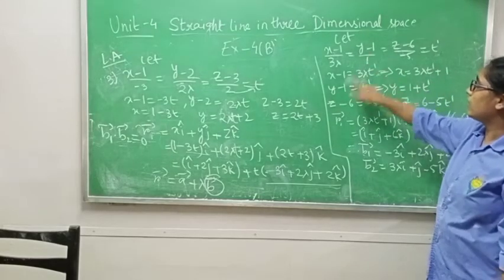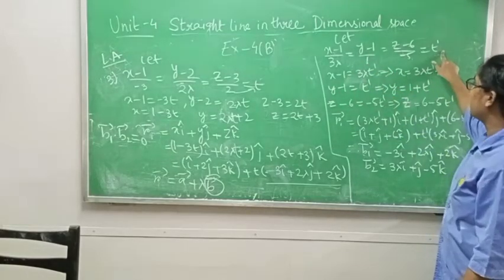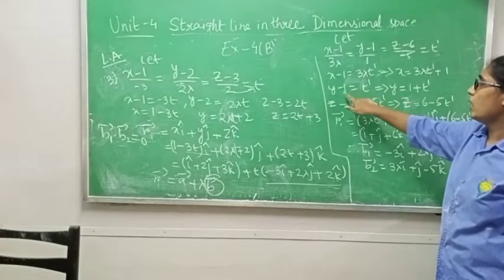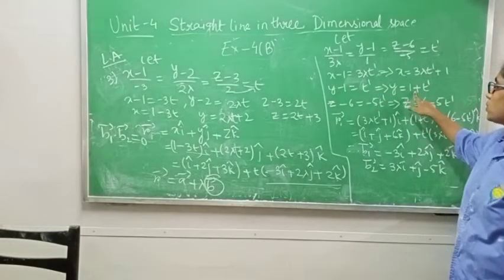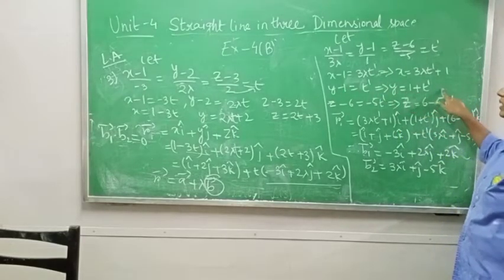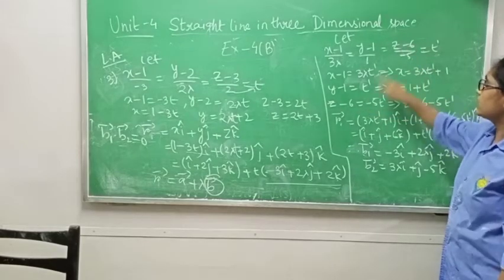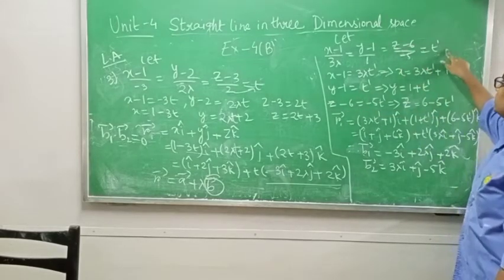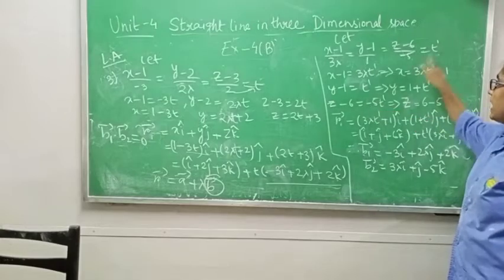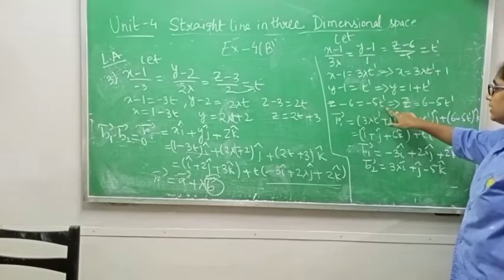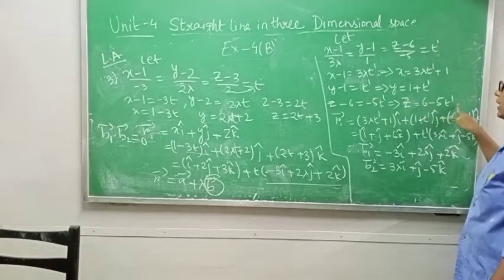Same for y minus 1, I will keep it like this. 1 will multiply with t dash, it will become t dash. Minus 1 will come, it will become plus 1. I am getting y equals 1 plus t dash. Now same z minus 6, I am keeping this side. Minus 5 will multiply with t dash. It will give you minus 5 t dash. Z value equals 6 minus 5 t dash.